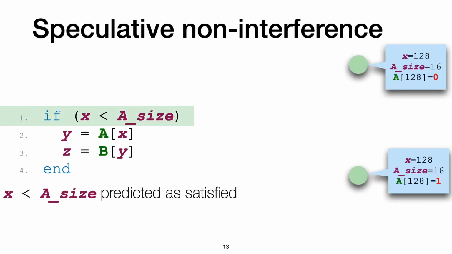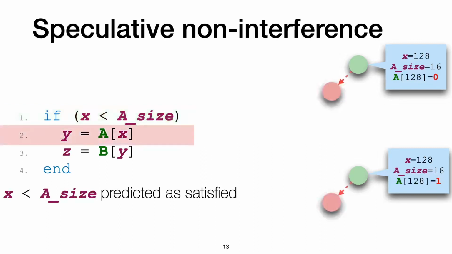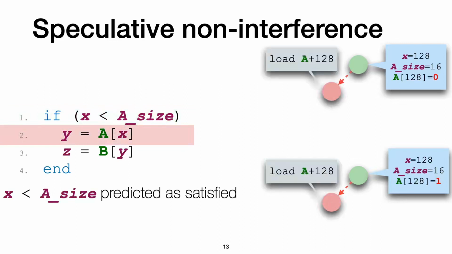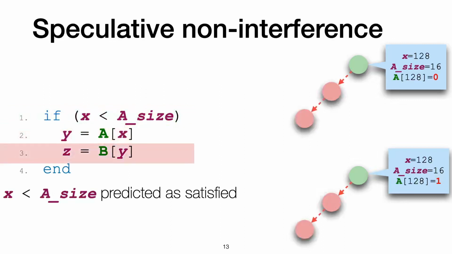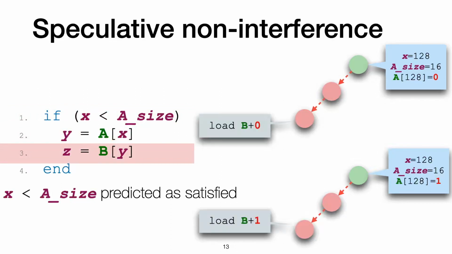Consider two initial configurations where X is 128, the size of A is 16, and A of 128 is 0 in one case and 1 in the other. Moreover, assume that the oracle predicts the condition is satisfied in both cases. Then, in both executions, we start the speculative transaction and we execute the memory accesses. The first memory access produces the same observations in the two executions. However, the second memory access results in different observations in the two executions.